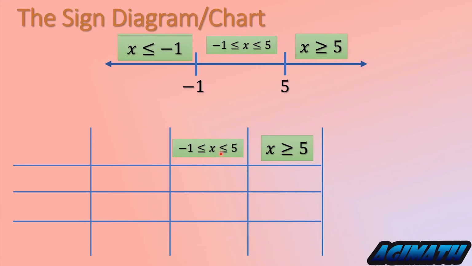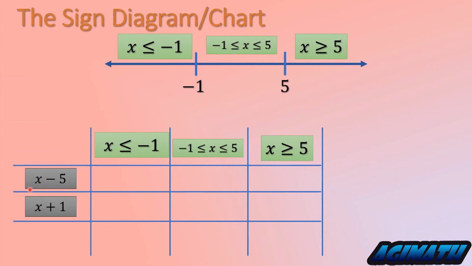And x is less than or equal to 5. And then lastly, x is less than or equal to negative 1. And then what we are going to write on this part are the factors. So if you can still read the factors that we had earlier before we applied the ZPP, it's x minus 5 and x plus 1.